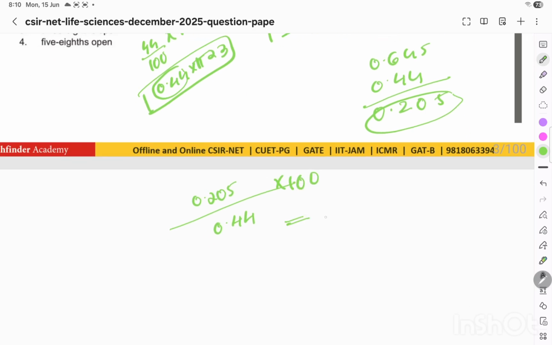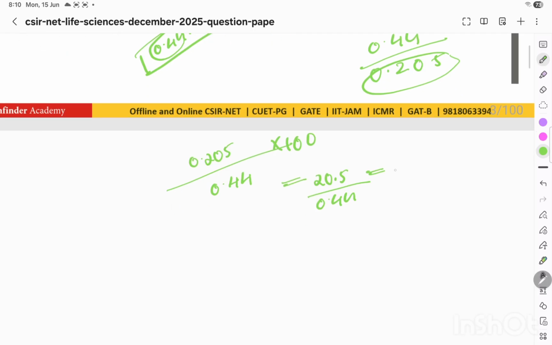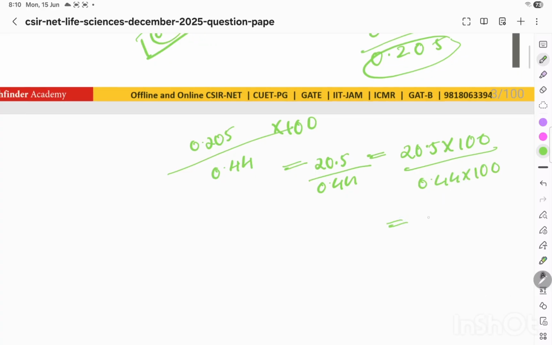When we multiply by 100 on the numerator, the decimal moves two places from left to right. So 20.5 divided by 0.44, multiplying numerator and denominator by 100, gives 20.5 into 100 divided by 0.44 into 100. So we are getting 2050 by 44. This is the one we have to solve.